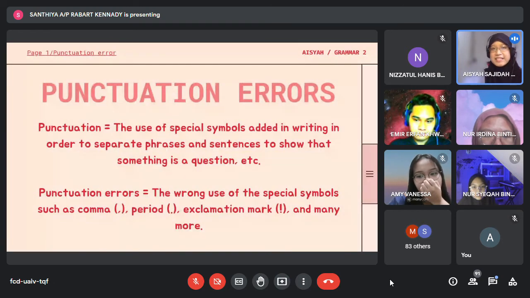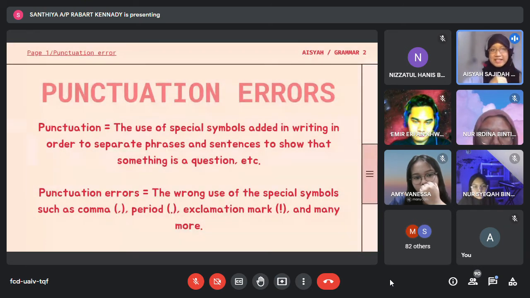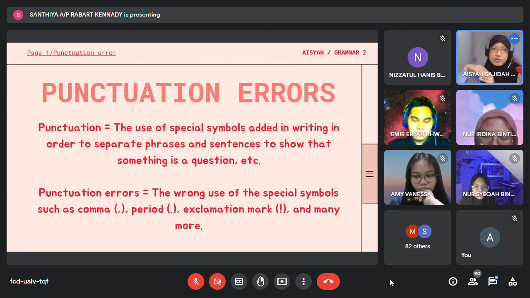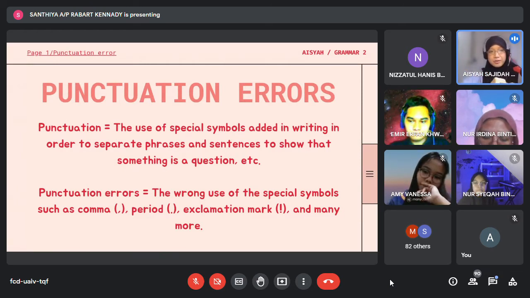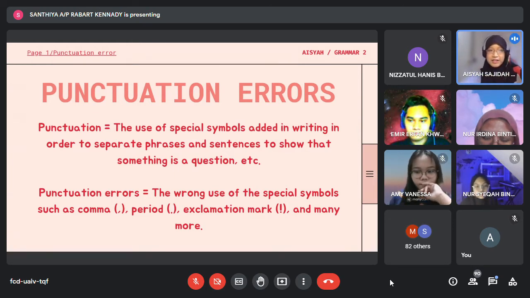Okay, just like what I had mentioned just now, one of the errors that we are going to discuss today is punctuation errors. So first of all, what is punctuation actually? Punctuation is the use of special symbols added in writing in order to separate phrases and sentences, to show that something is a question, etc. Therefore, punctuation errors is the wrong use of the special symbols such as comma, period, exclamation mark, and many more.